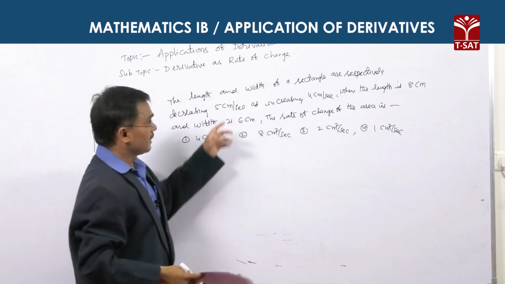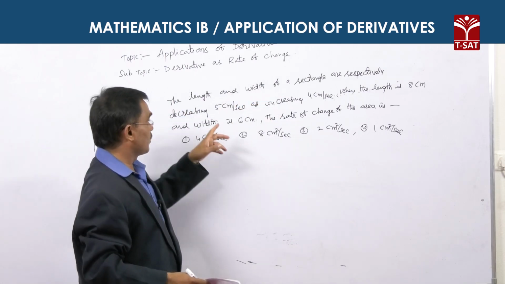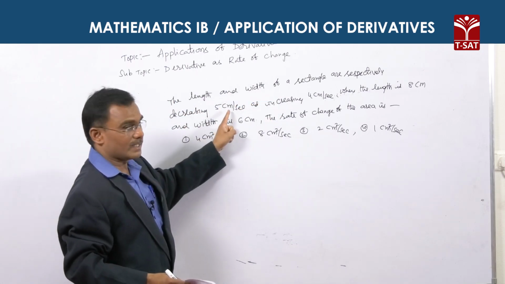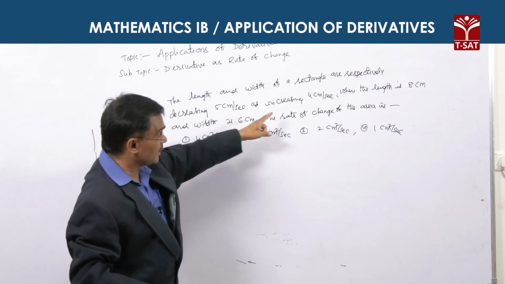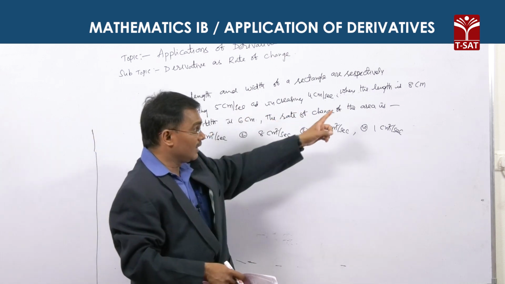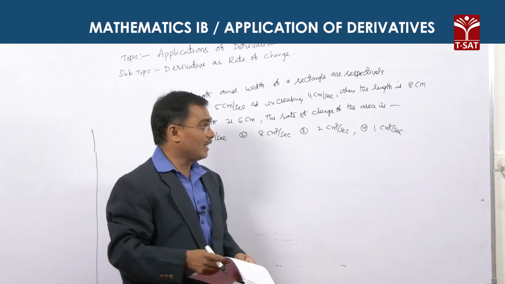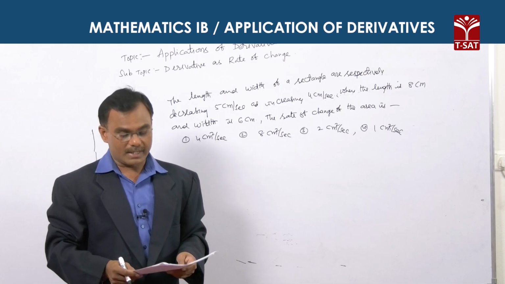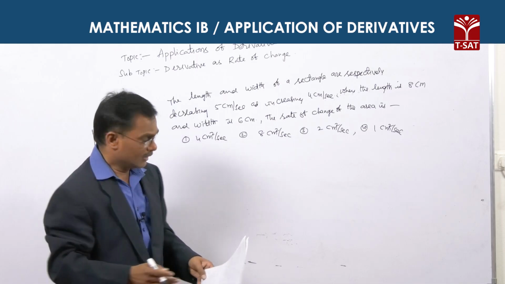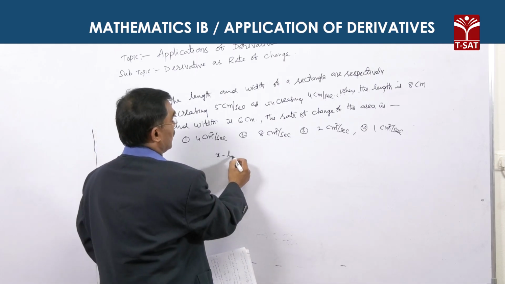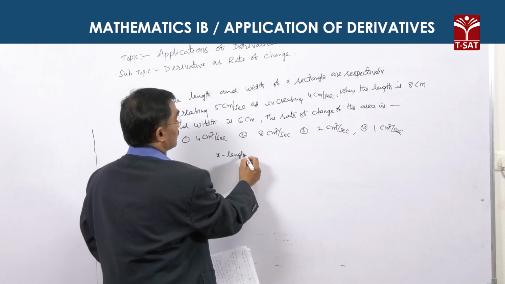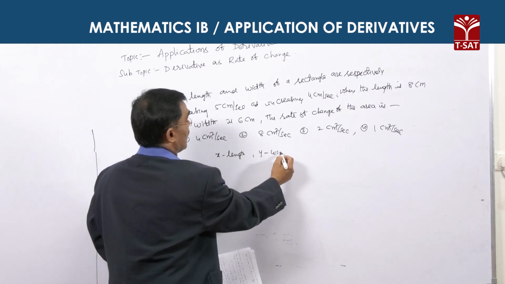The length and width of a rectangle: length is decreasing 5 centimeters per second and width is increasing 4 centimeters per second. When length is 8 centimeters and width is 6 centimeters, we are asked the rate of change of the area of the rectangle. This is what is being asked. Suppose x is the length, and y is the width.